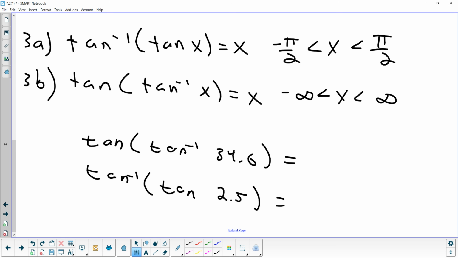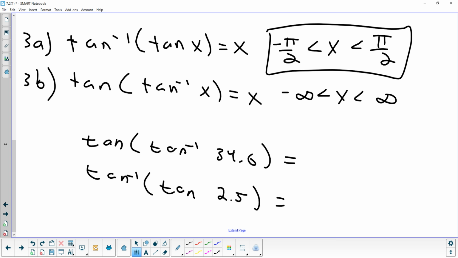What would happen there? Error? I wouldn't get an error. But, yeah, Darcy? 2.5. No, I wouldn't get 2.5. You would get a number that's not between negative pi over 2 and pi over 2. No, I would get a number that's between negative pi over 2 and pi over 2. The answer that you're going to get back here always has to meet those conditions.